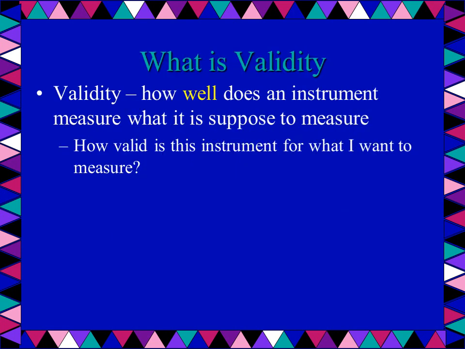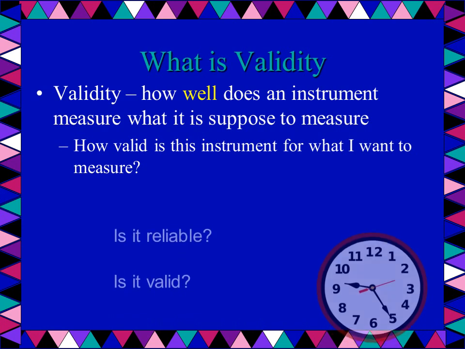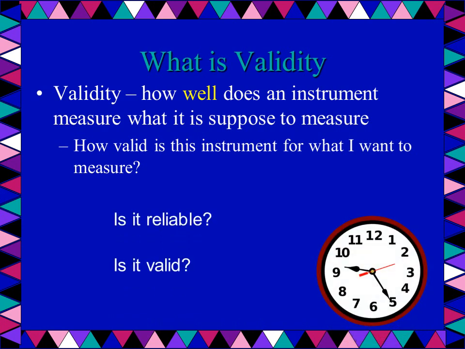Validity is how well an instrument measures what it is supposed to measure. A question you may pose is, how valid is this instrument for what I want to measure? For example, imagine you are measuring or analyzing the time of day your mail is delivered. The clock you are using is set 25 minutes fast. Is this method reliable? Well, of course, yes, this method is reliable because you are consistently recording a time at which your mail is delivered.